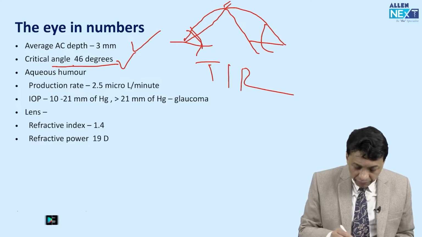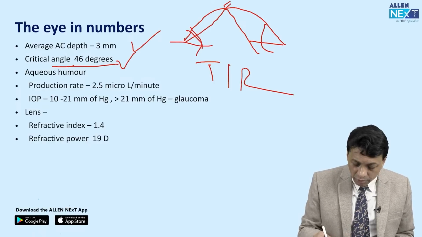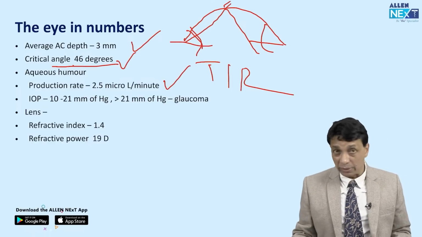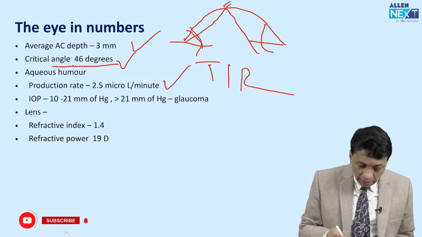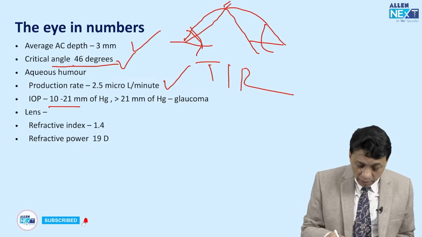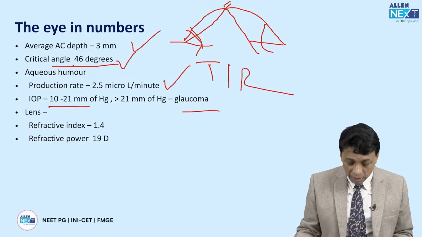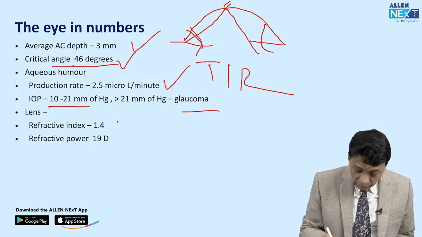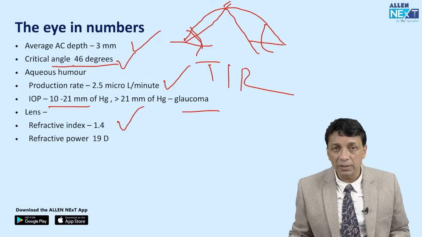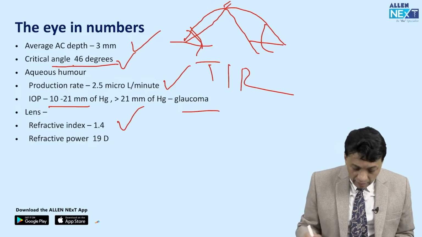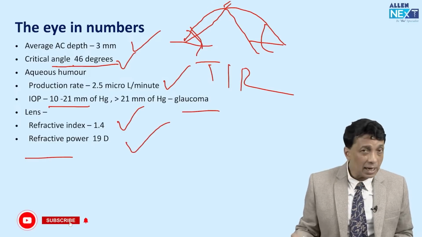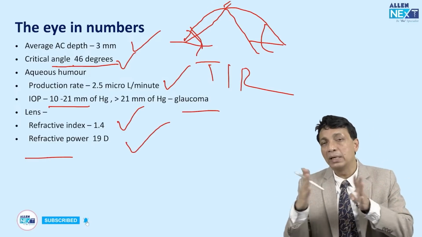In aqueous humor, we require production rate approximately 2.5 microliters per minute. You have to memorize this particular figure. Intraocular pressure, normal intraocular pressure between 10 to 21 millimeters of mercury. With more than 20 millimeters of mercury, we cause glaucoma. In the lens, we have to remember the normal refractive index at the center of the lens approximately 1.4, and refractive power of the lens is 19 diopters. Remember, 43 for cornea, 19 for the lens.